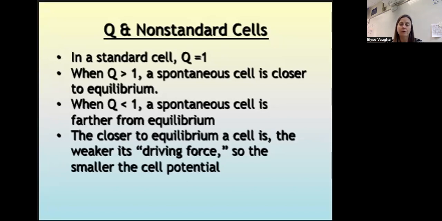And so the closer to equilibrium a cell is, the weaker the driving force that pushes it forward, the slower that forward reaction goes. So the cell potential becomes smaller. So that means that when Q is less than 1, so if our cell is not at standard conditions and Q is less than 1, it's going to have a larger cell potential. And when Q is greater than 1, it's going to have a smaller cell potential.